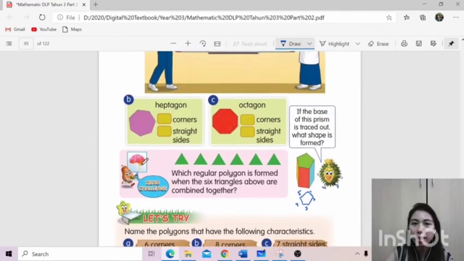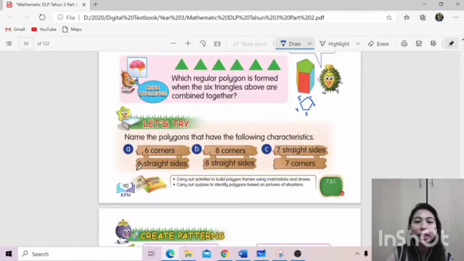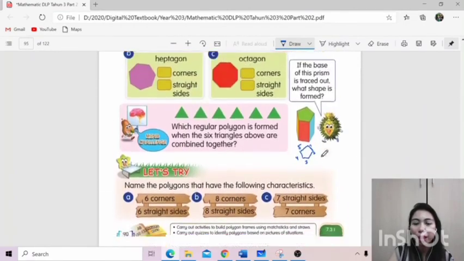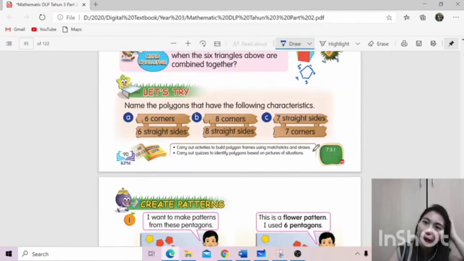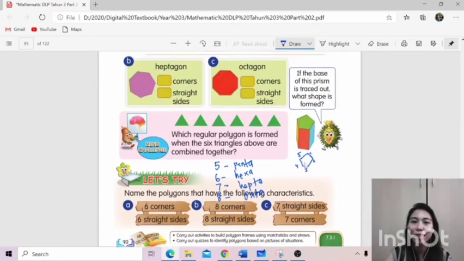Okay, so I will ask you the characteristic. If 6 is hexagon, 7 is heptagon, 8 is octagon. Okay, hexa and hepta. So you have to do a rhyme, or maybe you draw many times and memorize. If 5 sides is what? 6 sides is what? 7 sides is what? 8 sides is what? Penta, hexa, hepta, octa. Yeah, correct?